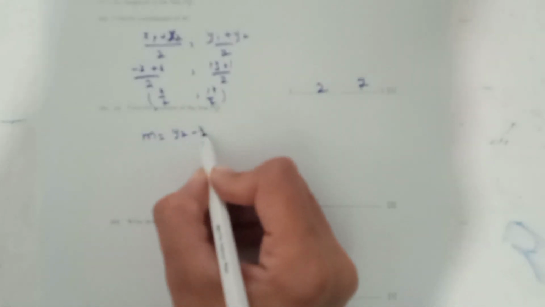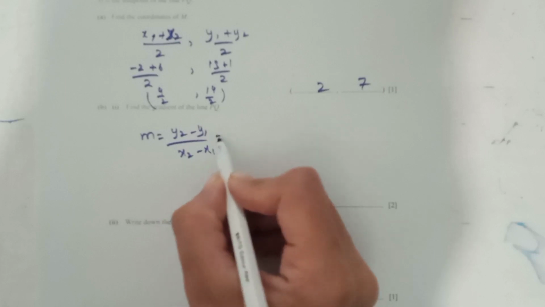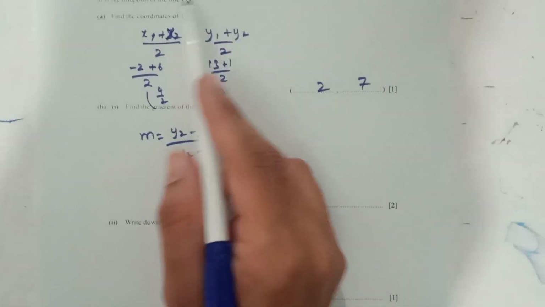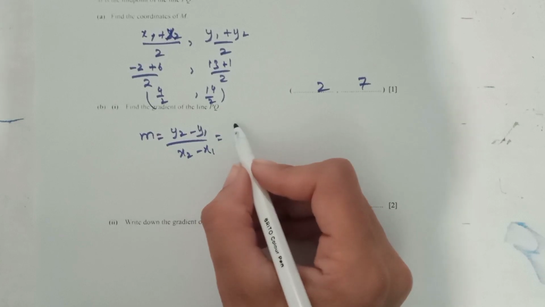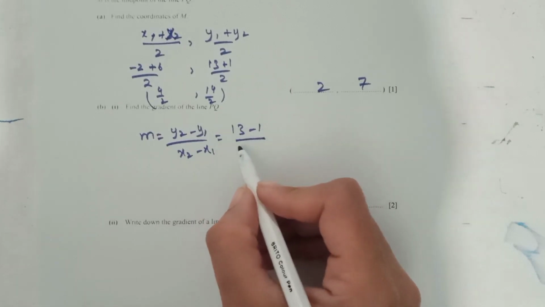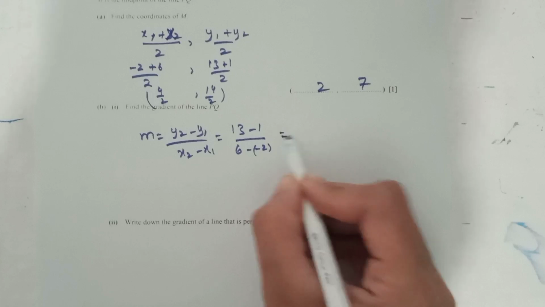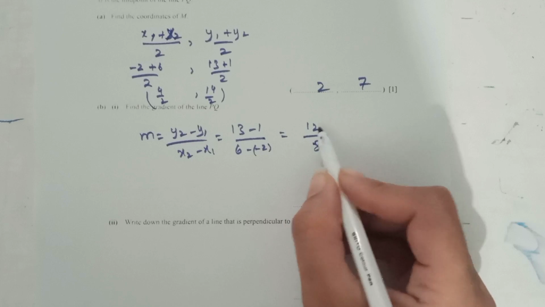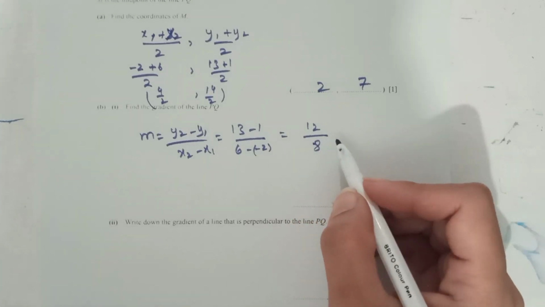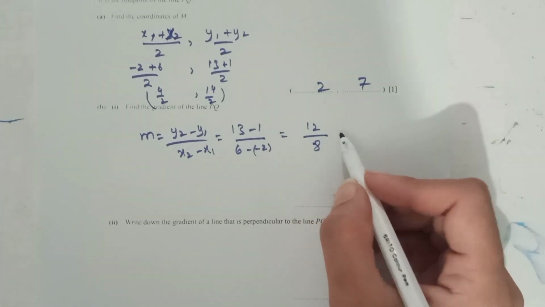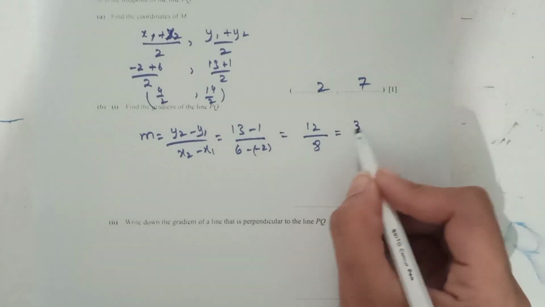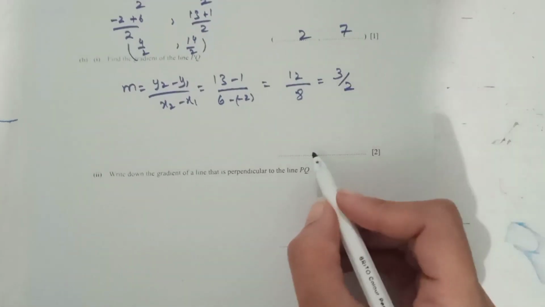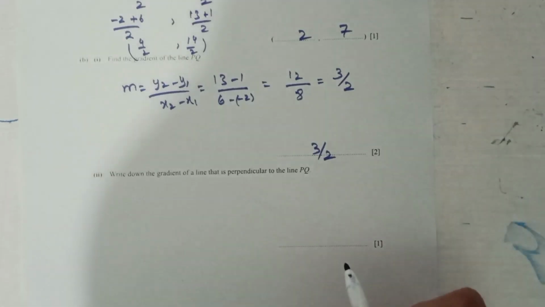Now students, we have to find the gradient of the line PQ. The formula of gradient is y2 minus y1 over x2 minus x1. y2 is 13, so 13 minus 1, and x2 is 6, so 6 minus (minus 2). We get 12 over 8. We can simplify it: 4 three times and 4 two times, and the gradient is 3 by 2.